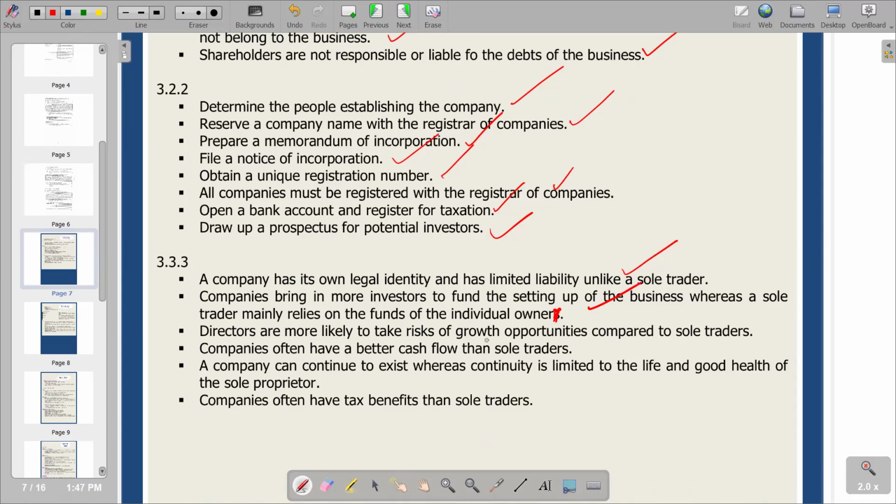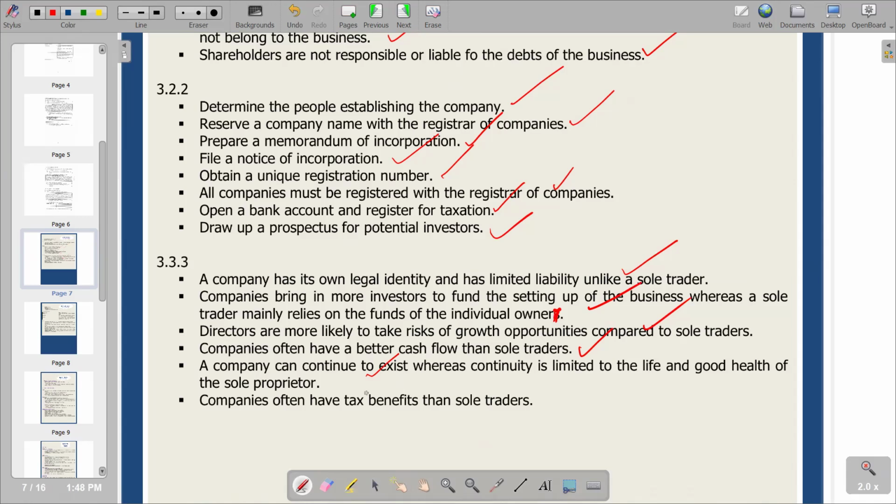Then next point, directors are more likely to take risks for growth opportunities compared to sole traders. We have directors under a company who are skilled for that purpose and can take risks for growth opportunities, which is not the case with a sole trader. Our next one, companies often have better cash flow than sole traders, which is very correct. A company can continue to exist, whereas continuity is limited to the life and good health of the sole trader. So there is no going concern in the sole trader. When the owner dies, usually the business collapses.